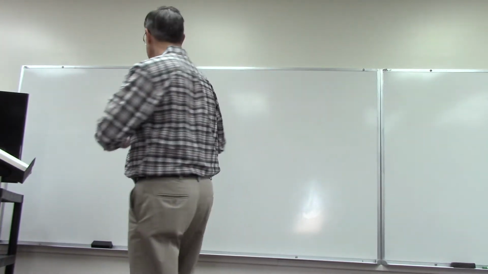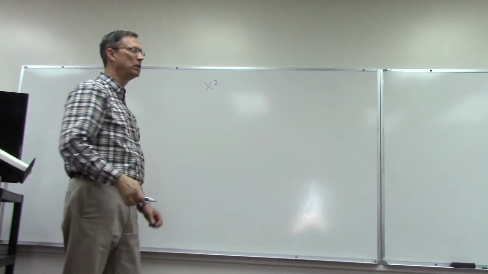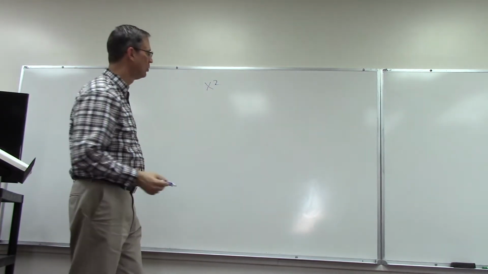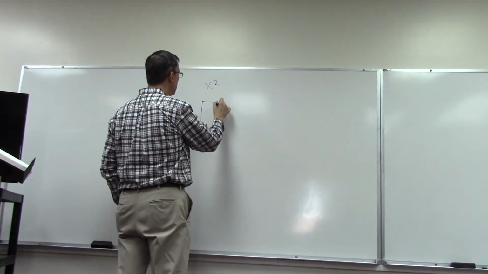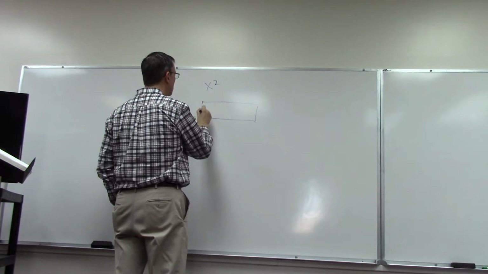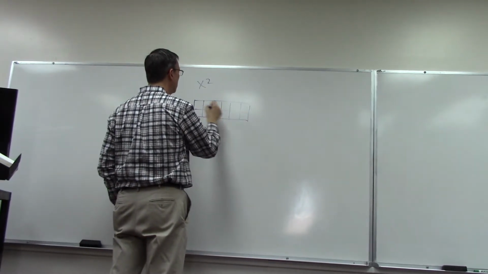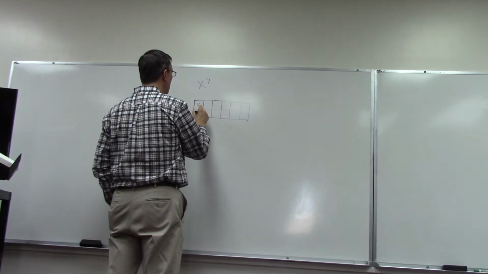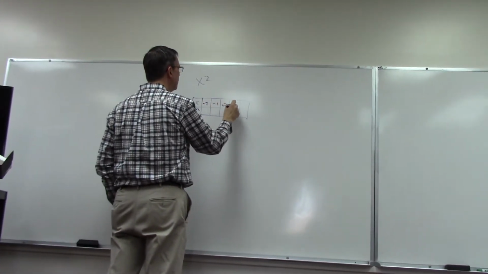Ready? Okay. So let's take an equation. We call this a quadratic equation. If it's squared, it's called quadratic. Now, let's set up a table of values. And you help me out here. Let me plug in -2, -1, 0, 1, 2.